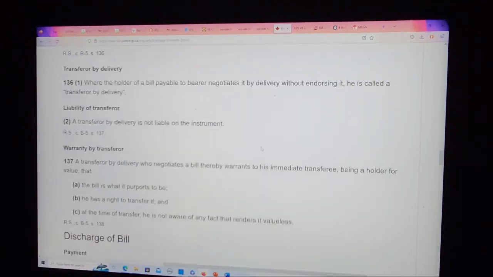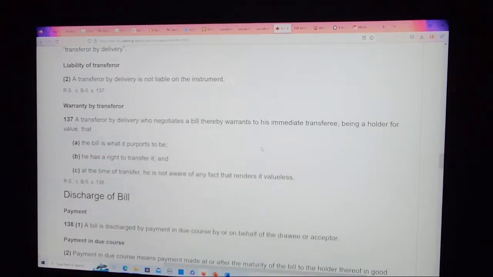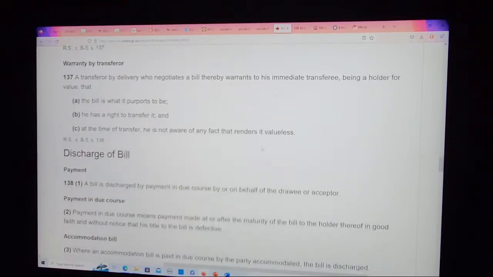Transfer by delivery, 136.1. Where the holder of a bill payable to bearer negotiates it by delivery without endorsing it, he is called a transferer by delivery. Liability of transferer. A transferer by delivery is not liable on the instrument. Warranty by transferer. A transferer by delivery who negotiates a bill thereby warrants to his immediate transferee, being a holder for value, that A, the bill is what it purports to be, B, he has a right to transfer it, and C, at the time of transfer, he is not aware of any fact that renders it valueless.